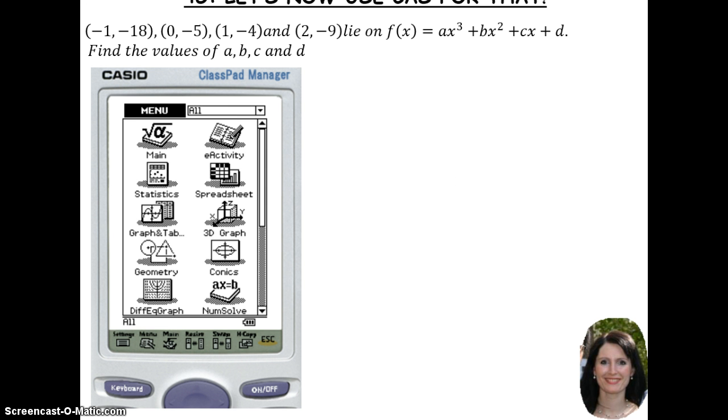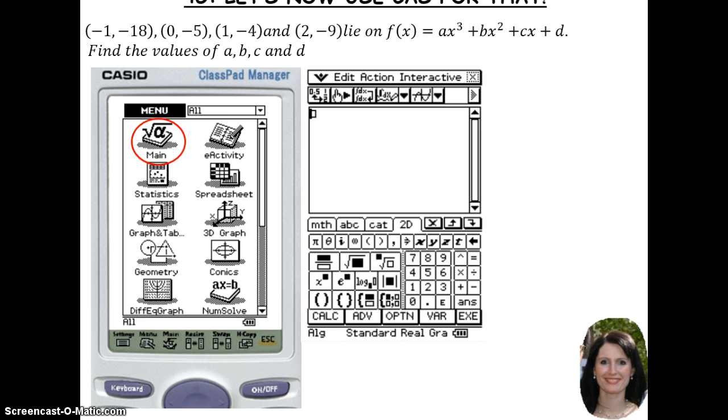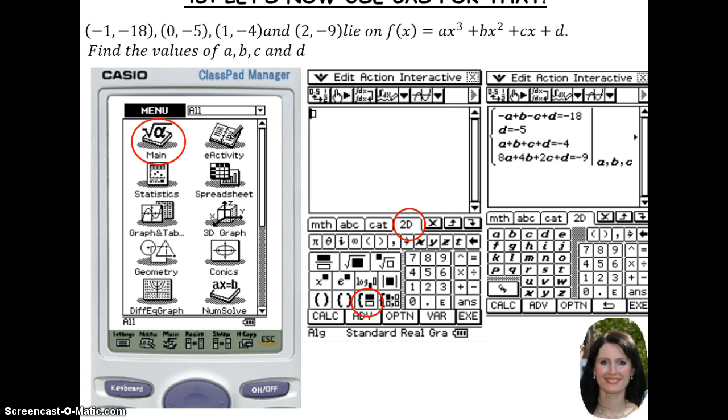Let's do that on the calculator. So what I do, I go to my main screen, and in there I go into 2D. Once I'm in 2D, I can click on this button here, and that's where I can type in more than one equation. So for simultaneous, here it is here.